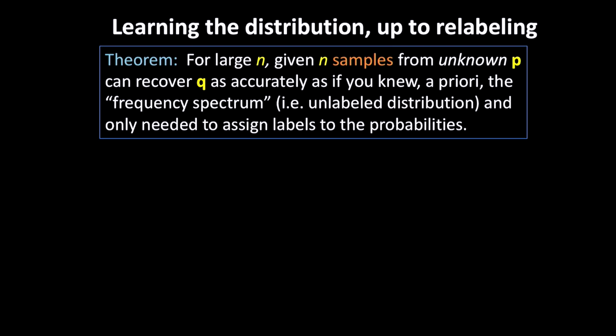So one way of phrasing this is, for sufficiently large sample sizes, if you give me n samples from some unknown distribution, I can recover an approximation of this distribution, which is almost as accurate in total variation distance, as if you knew a priori the unlabeled vector of probabilities of the distribution.